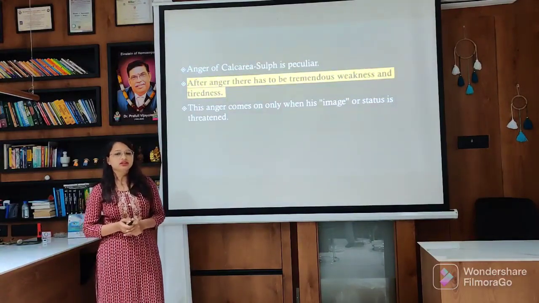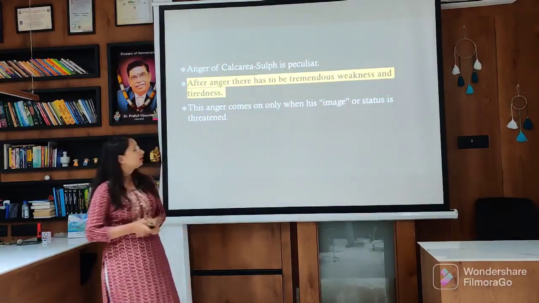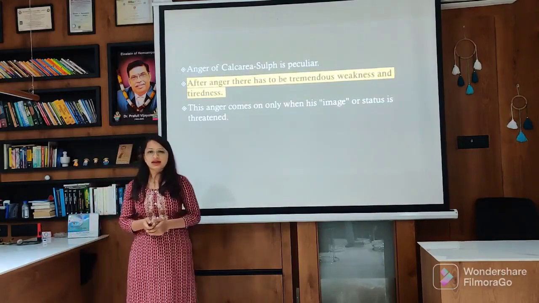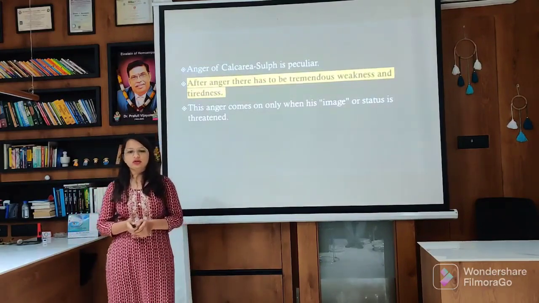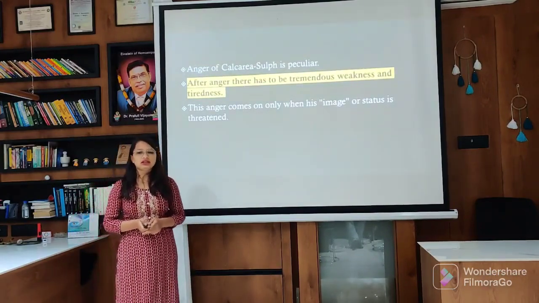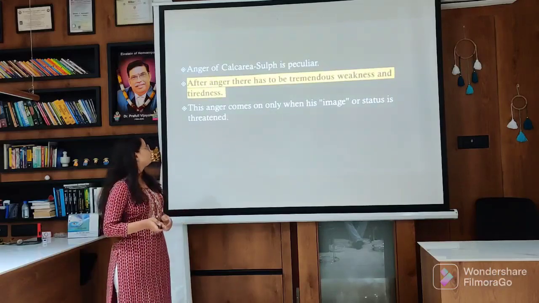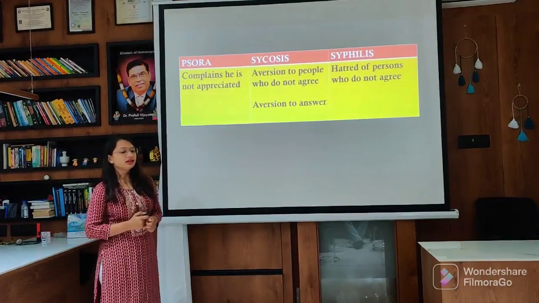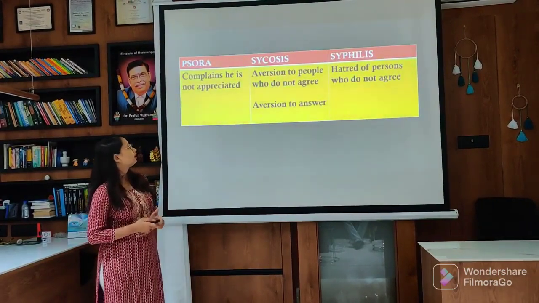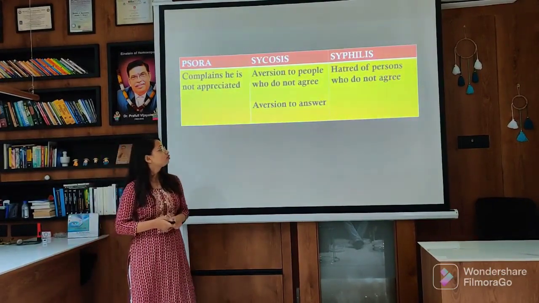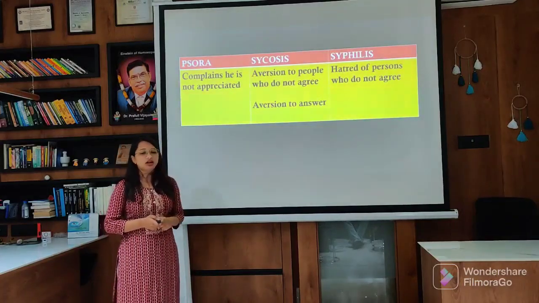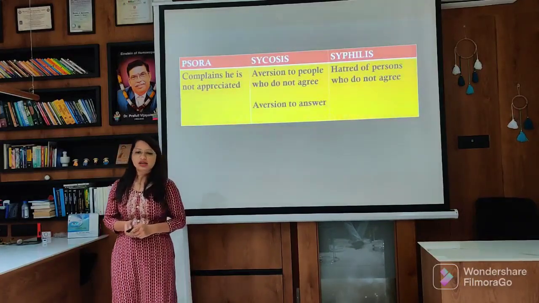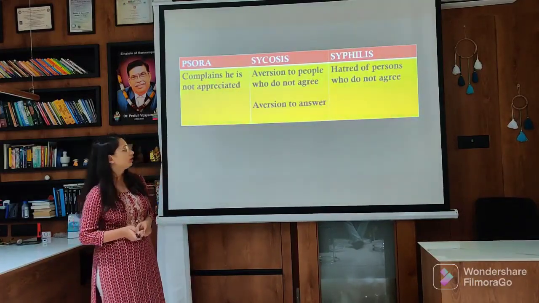The anger of Calcarea sulph is peculiar. After anger, there is a tremendous weakness and tiredness. Anger comes on only when their image or status is threatened. Calcarea sulph complains that he is not appreciated. In psora, there is aversion to people who do not agree, or aversion to answer. In syphilis, there is hatred of a person who does not agree.